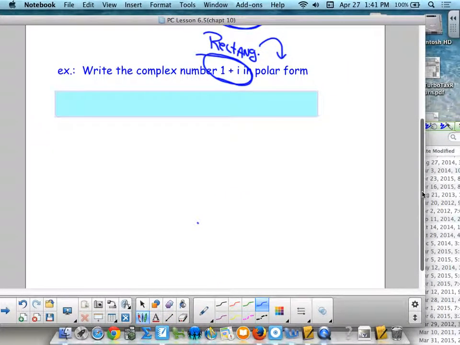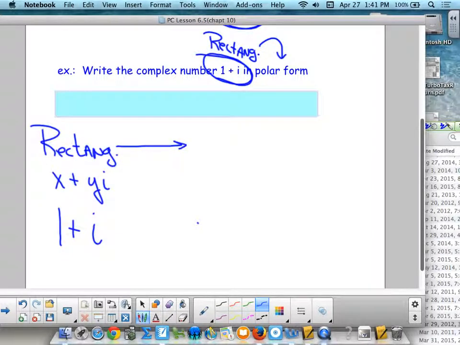Okay. First of all, it is rectangular. Rectangular is going to be x plus yi. Is that what it looks like? Yeah, 1 plus i is what you have. Okay, let's move it over and get it in what form?